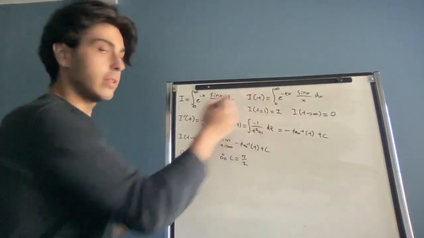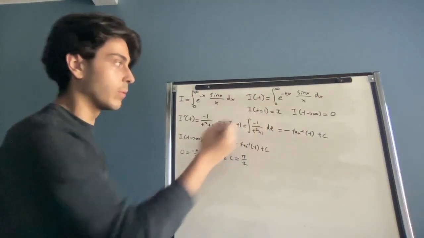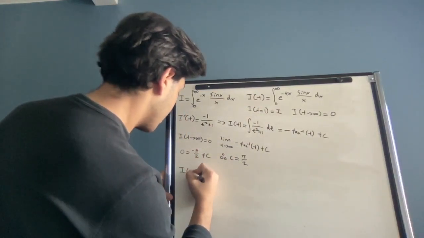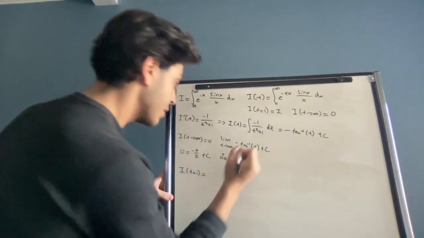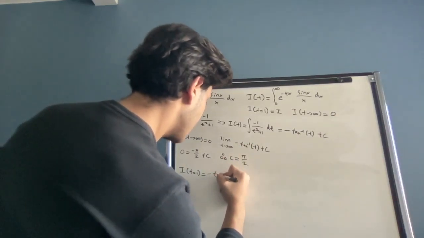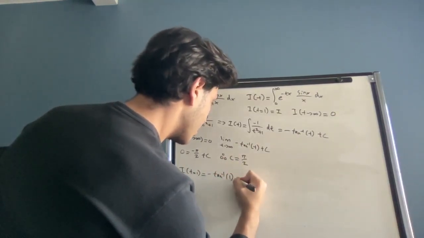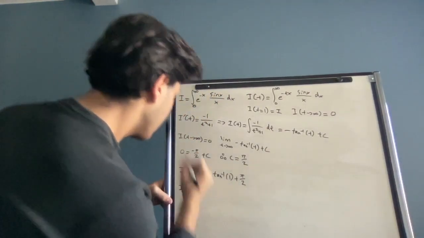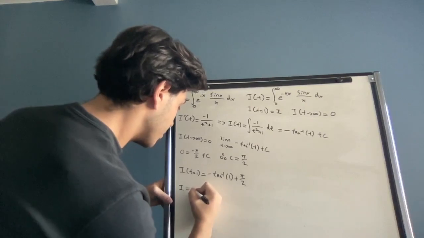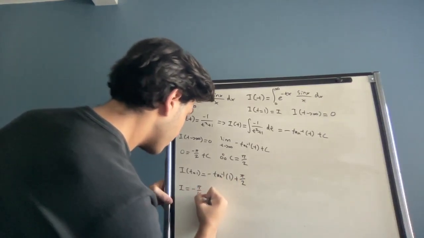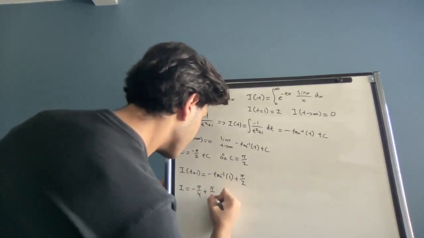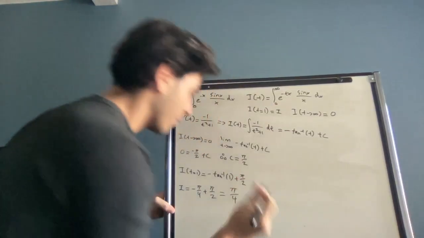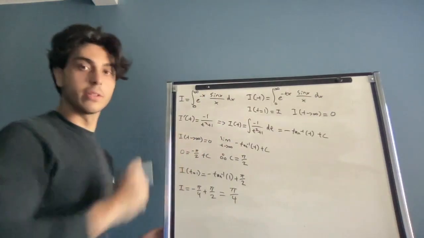Then to get our target function, which is at t equal to 1, because that becomes our original integral again, I of t at 1 is negative tan inverse of 1 plus pi over 2. So which gives us I, our original integral, being equal to negative pi over 4 plus pi over 2, which is just equal to pi over 4, which is the final solution of our integral.